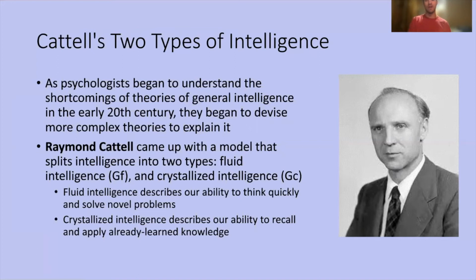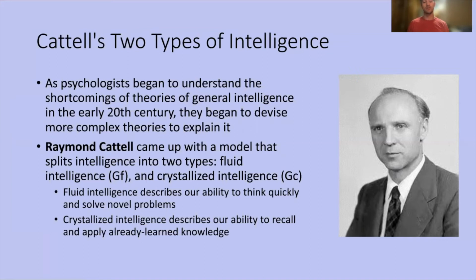Raymond Cattell, however, came up with a model that splits intelligence into two types: fluid intelligence, Gf, and crystallized intelligence, Gc. Fluid intelligence describes our ability to think quickly and solve novel problems. That's basically our critical thinking skills, our on-the-fly thinking. Crystallized intelligence describes our ability to recall and apply already learned knowledge.